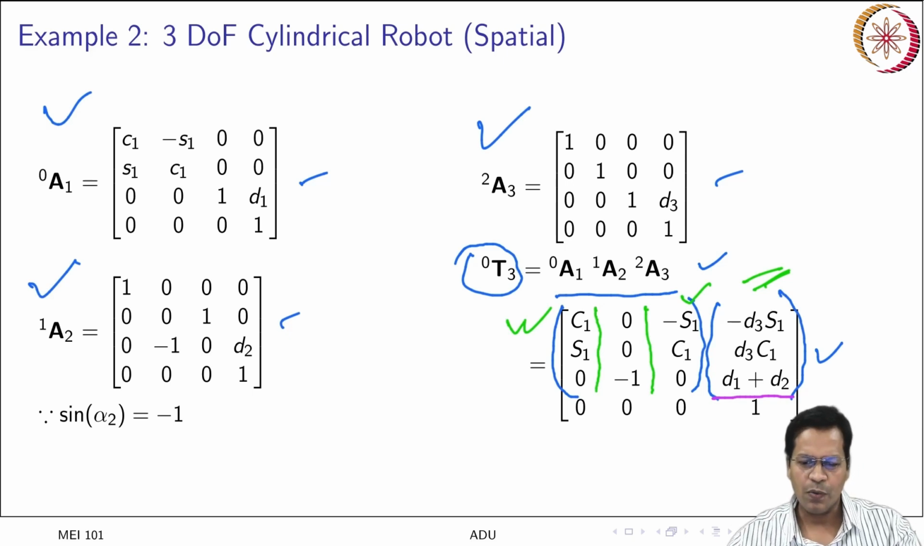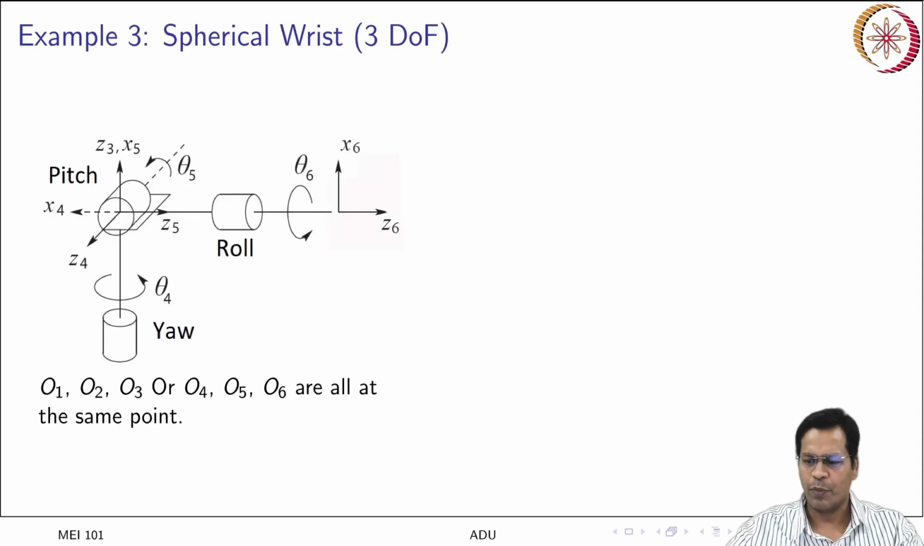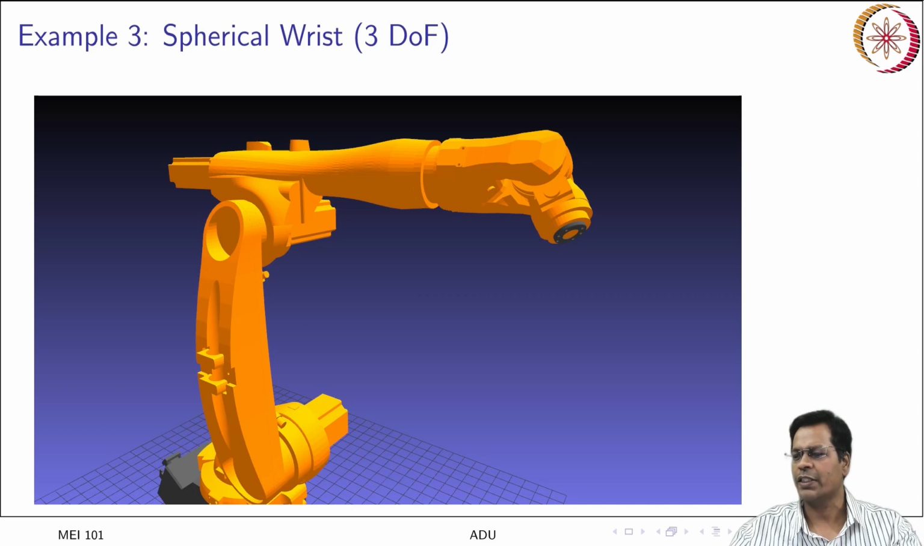Now let us do one more example that is very important, because most industrial robots are fitted with this kind of joint. Let me first make you understand how it looks. I will switch to a virtual robot that I have here. So you see, you can move it. The first axis was a vertical axis, which is fitted here.